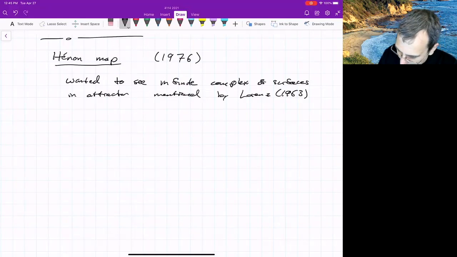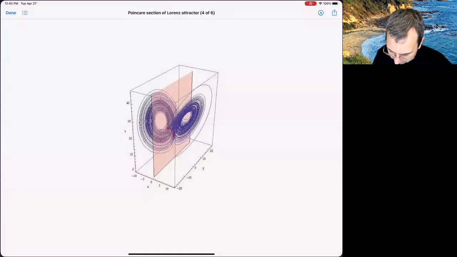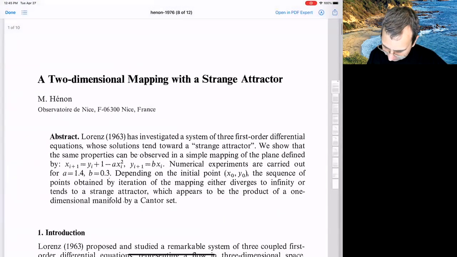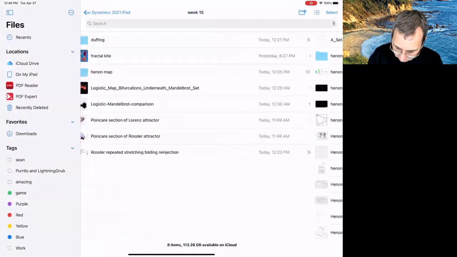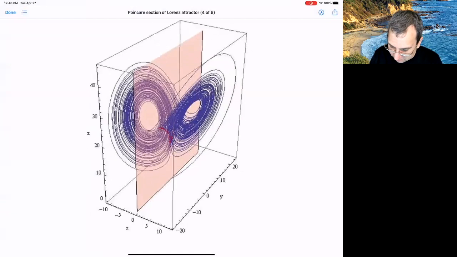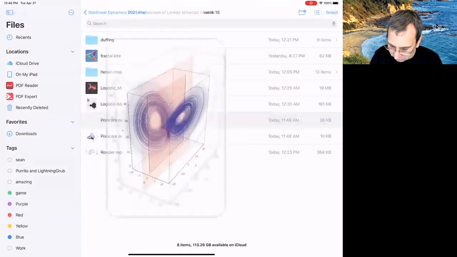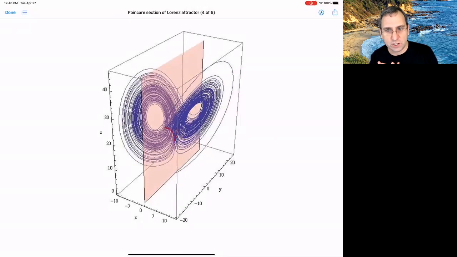in his 1963 paper. In fact, I have Hénon's paper. I think it's in the abstract. Yeah, there it is. Lorenz has investigated a system of 3 first-order differential equations whose solutions tend toward a strange attractor. He is motivated to see what's going on in the strange attractor, so he comes up with a map. So rather than doing the actual Poincare map for the Lorenz attractor, which seemed numerically intractable because of this huge shrinkage factor, he set up a map where he could tune the shrinkage factor to the point that you could resolve things and see them.